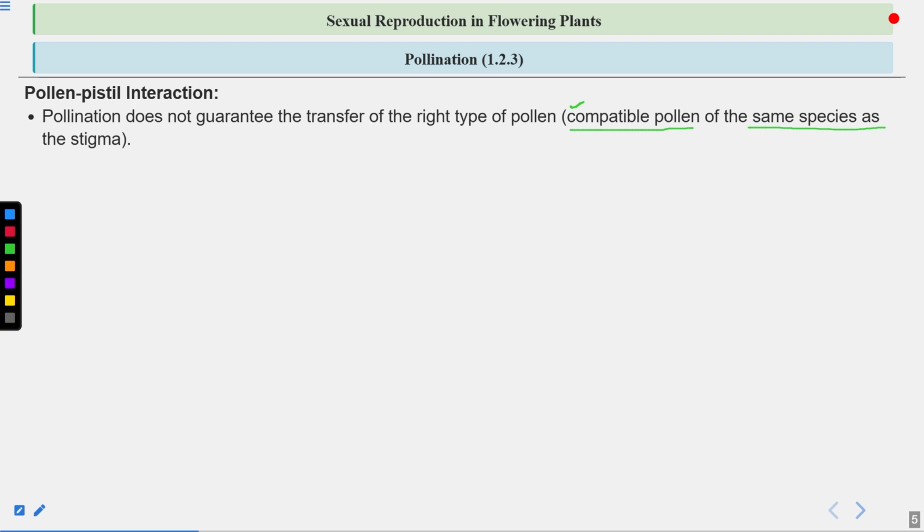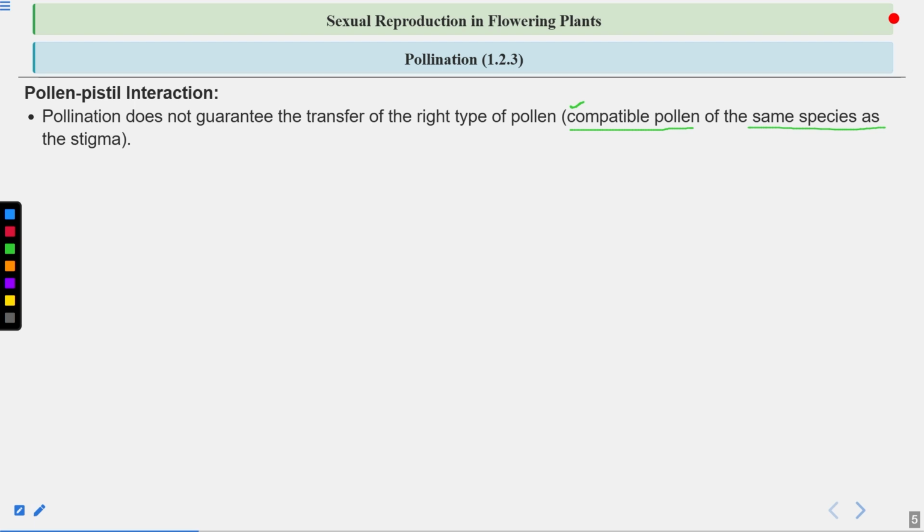What genes the pollen grain has and what genes are present in the stigma or the pistil part, right? If they both have the same gene, then it will be incompatible. It will be incompatible. And the pollen will either not germinate, or if it germinates, the pollen tube will not go deep inside the carpel and successful fertilization will not take place, right?